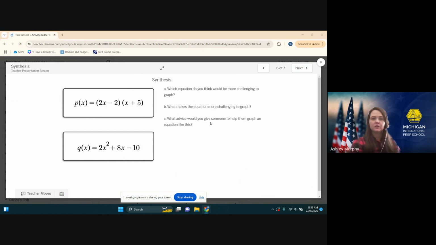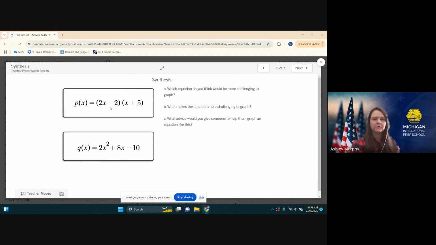What advice would you give someone to help them graph an equation like this? So I would plot the intercepts first from factored form. So this intercept will be -5. And then if you set this parenthesis group equal to 0 and solve it, you would be adding 2 on both sides and dividing by 2. So that lets me know I would have another x-intercept of 1.